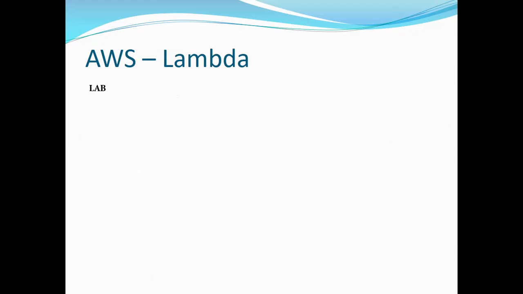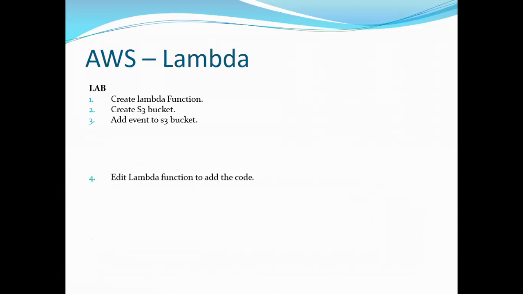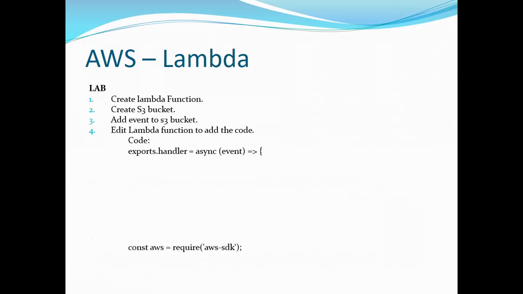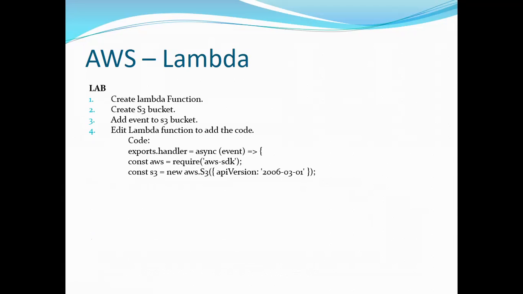We are going to see the lab today. What we are going to do is create a Lambda function and an S3 bucket. Then you need to add an event to the S3 bucket and edit the Lambda function to add your code. In our example, we are going to add the below code to update CloudWatch logs in the event of the S3 bucket.